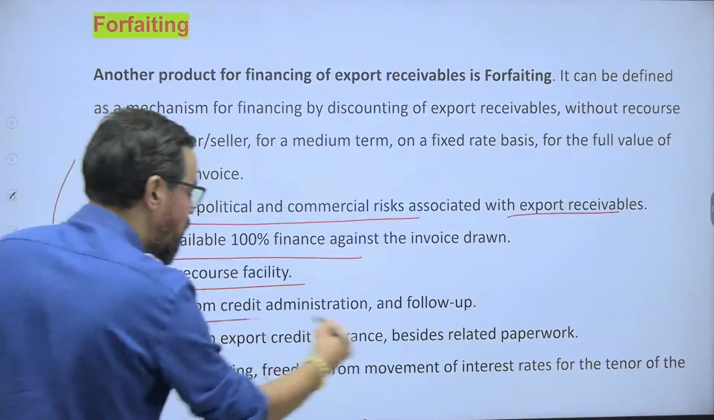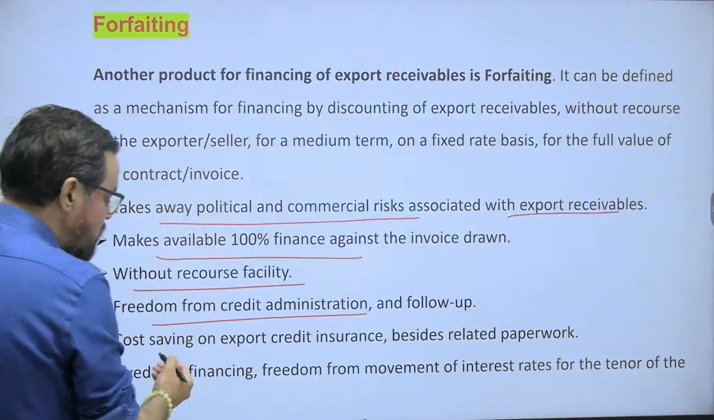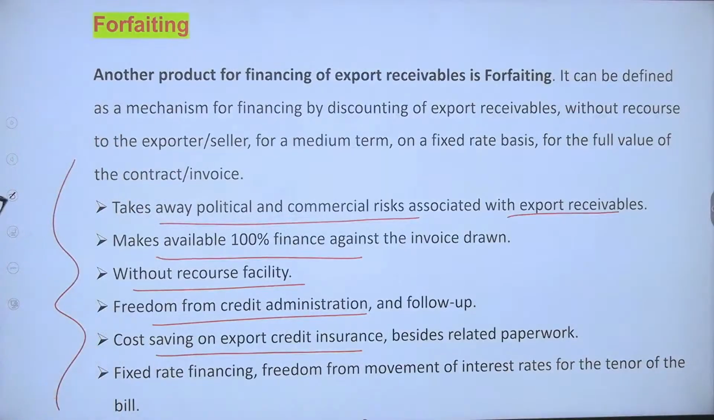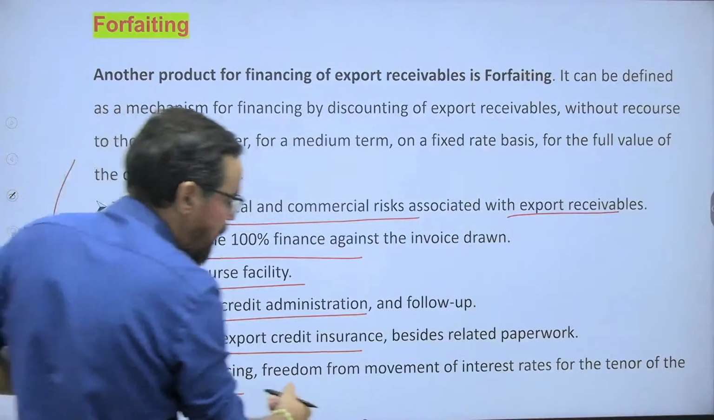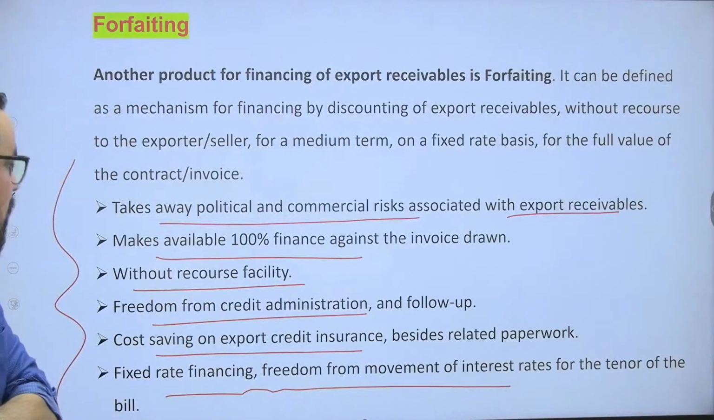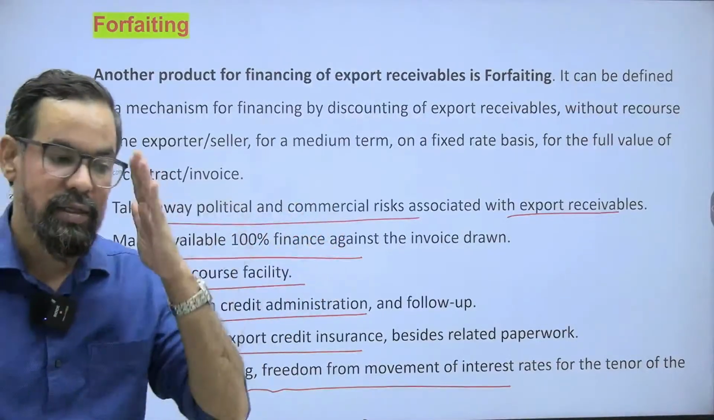Freedom from credit administration and follow-ups, that is done by the financer. Cost saving on exporters' credit insurance besides related paperwork, fixed rate financing, freedom from movement of interest rates for the tenure of the bill itself. So one time you are getting the payment and you are exiting from that deal. Okay? This is as simple as that.